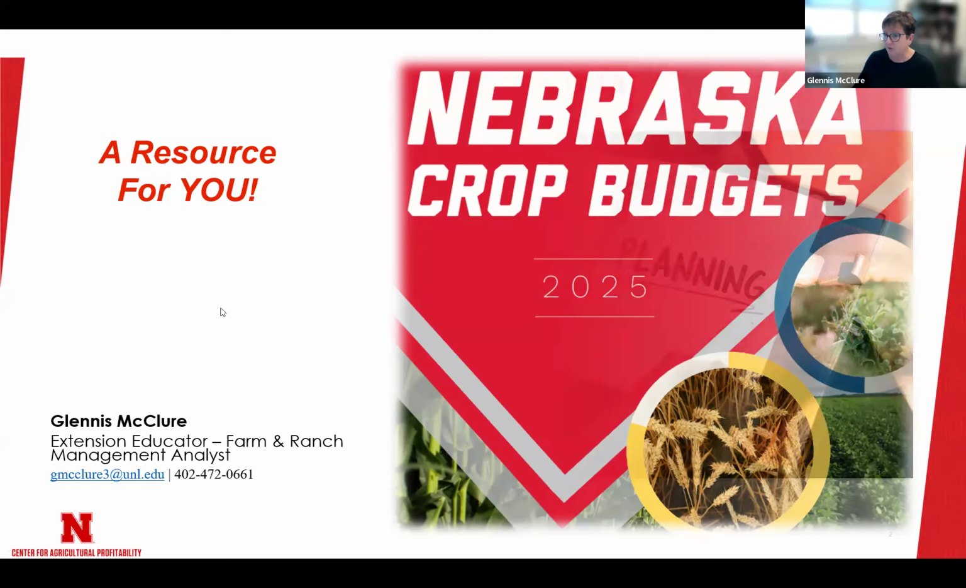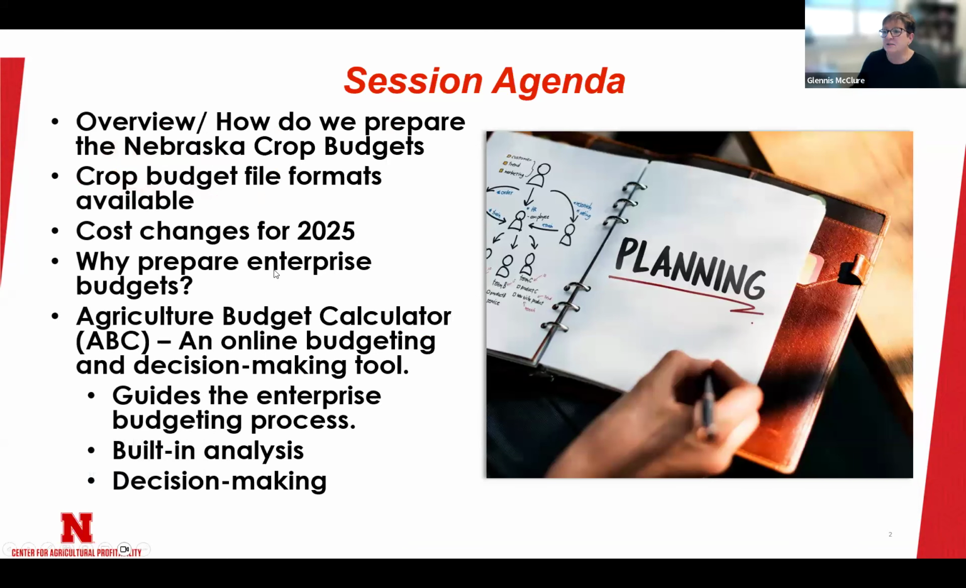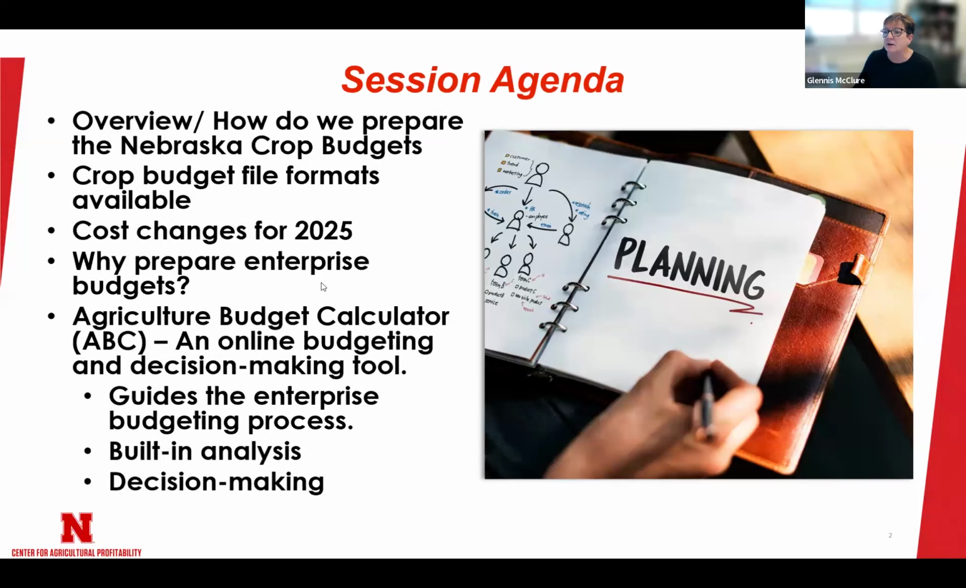All right, we'll go ahead and get started. Ryan gave you an overview of what we're going to talk about today. I'll go over how we prepare our crop budgets and what formats those are in so that folks can use those in different ways. We're going to look at a few charts and graphs to see what's changed for 2025. And why should we even worry about doing enterprise budgets? That's definitely a very important point that we want to make. Then we'll look at what's included in the Ag Budget Calculator and how that fits in with what we're talking about as we look at our Nebraska budgets.